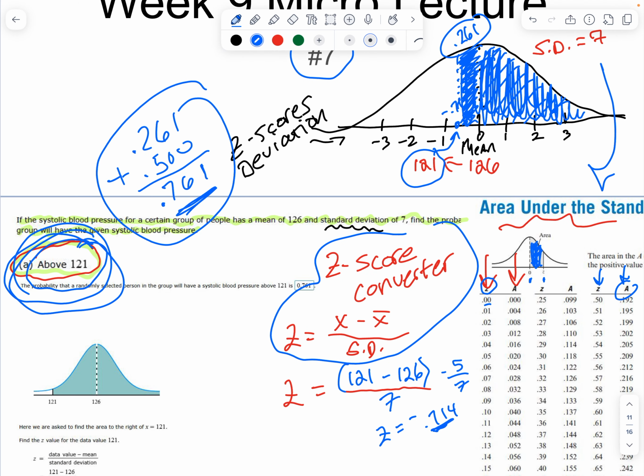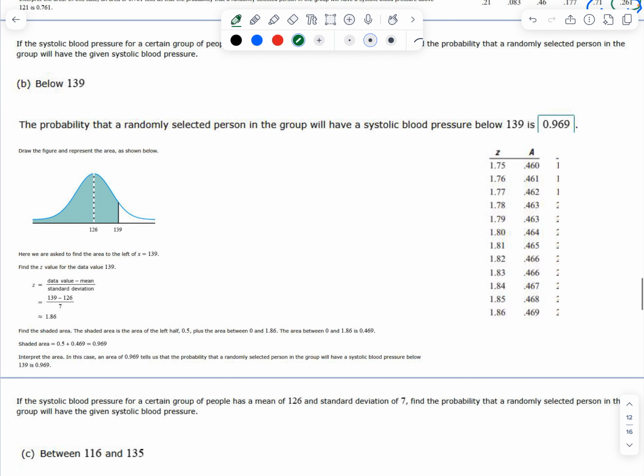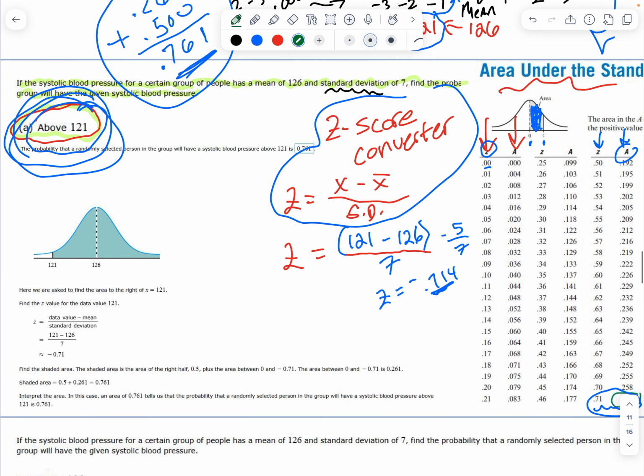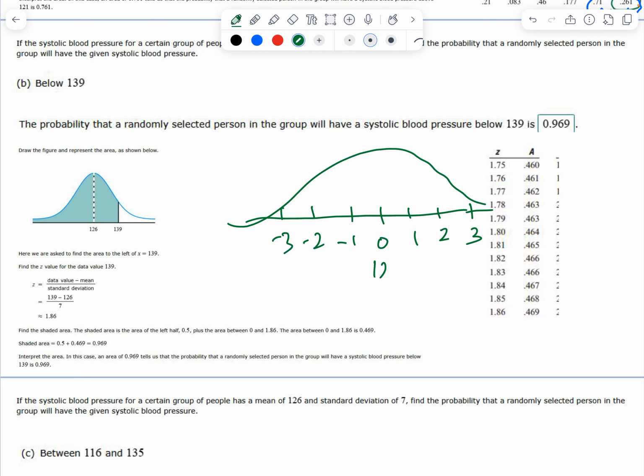Okay, let's look at the second part of this problem. Below 139. So we're going to sketch this out. I highly recommend sketching it out. So there's 0, -1, -2, -3 z-scores, 1, 2, 3. We know that the average blood pressure was 126, give or take 7. So your average is 126 and our standard deviation is 7. Now they want to know below 139. So 139 is going to be somewhere over here, right? Because it's greater than 126.